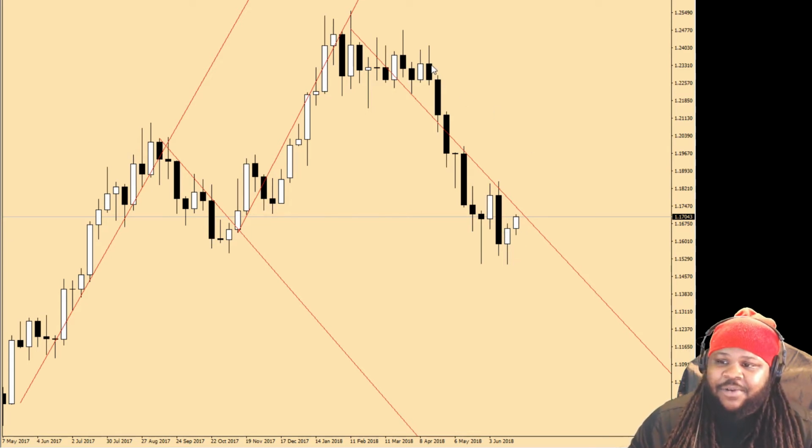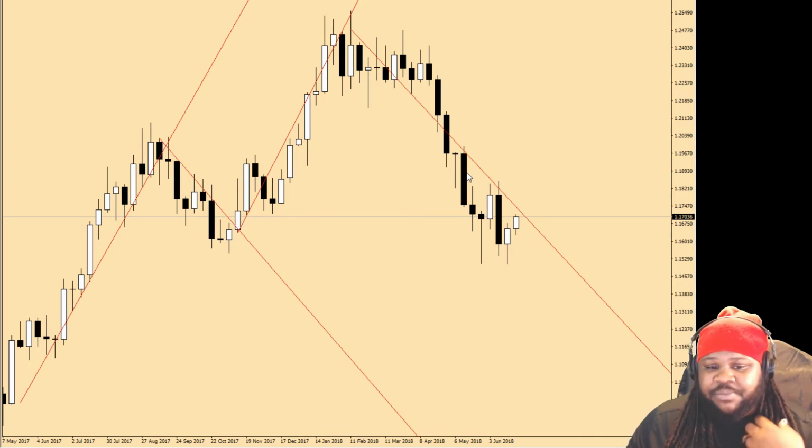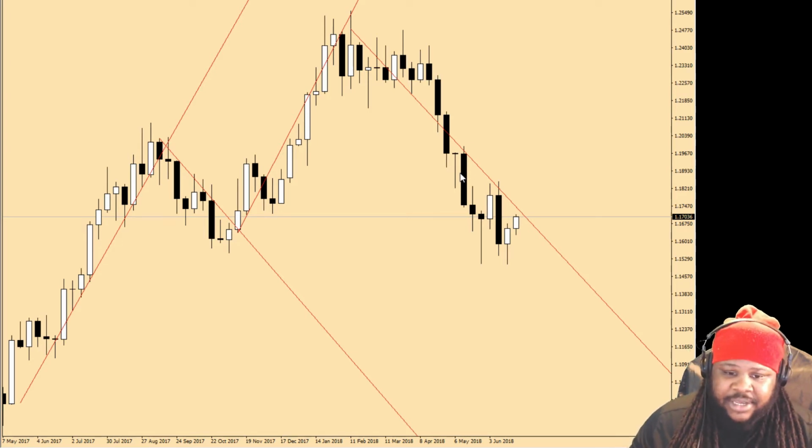So if I look at these three bars and I say, okay, this is a downtrend, when I see that downtrend, I'm automatically going to assume that the market will continue to go in that direction unless it gives me proof that it will do otherwise. So that's something that you guys definitely want to keep in mind.